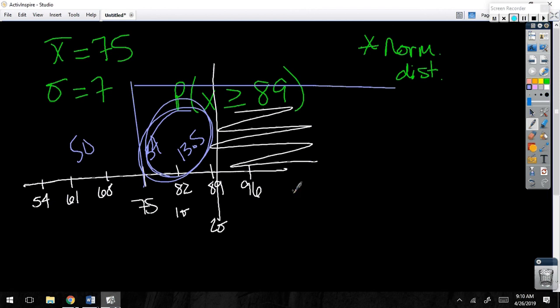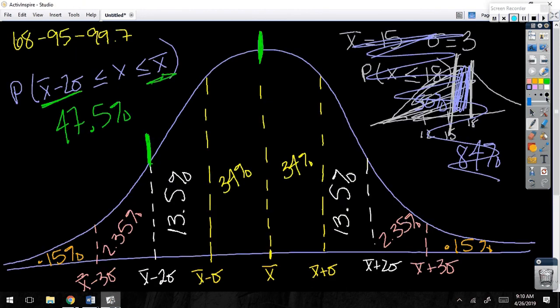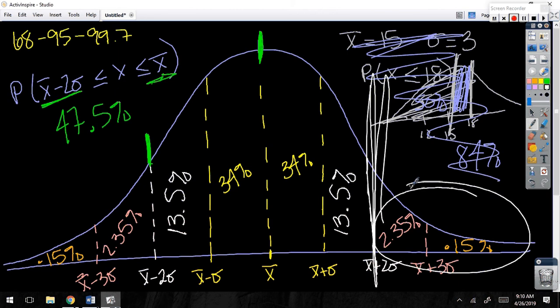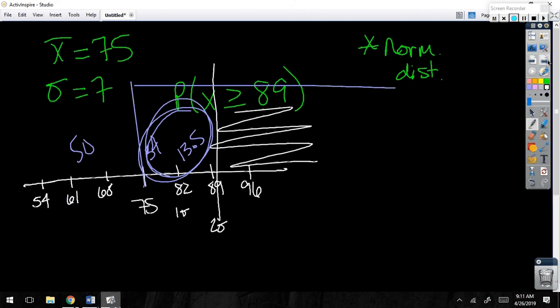Because I want bigger than 89, look at your chart. I want bigger than 2 standard deviations. So here's 2. So it's 2.35 plus 0.15. What is it, 2.5? 2.5, right? You don't need the other 50 because it's on the other side.